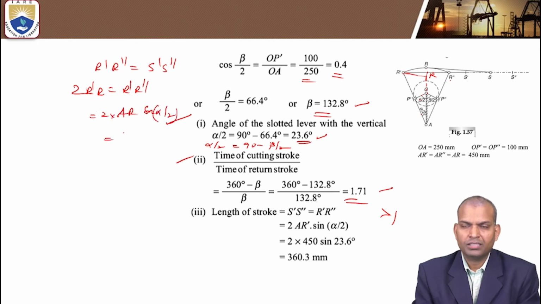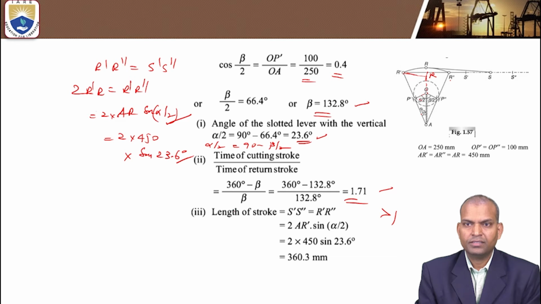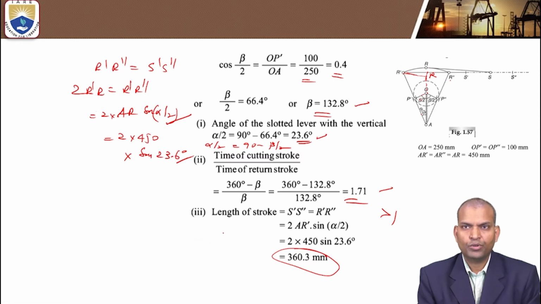What is AR? AR is nothing but the length of the slotted lever. The length of the slotted lever was given, the value is given in the problem. Now, 2 times 450 sin alpha by 2. What is alpha by 2? 23.6 degrees. Now if we calculate, the value obtained is 360.3 millimeter. This is model number 4.